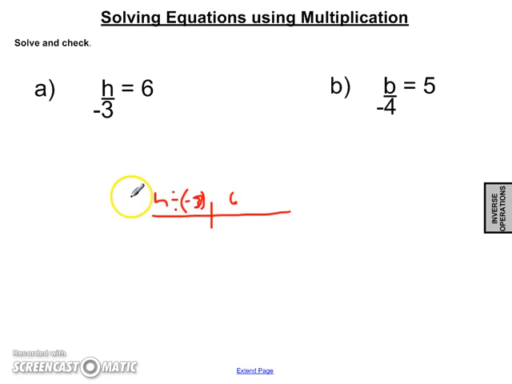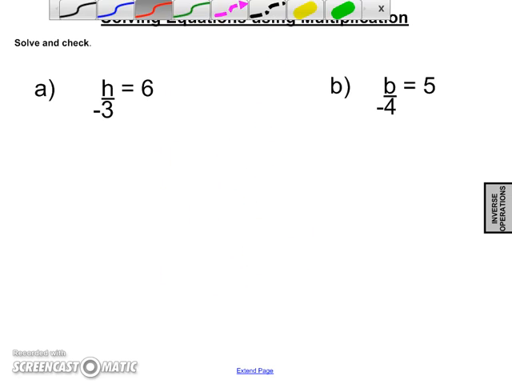Whatever I do to this side, I have to do the same thing over here, or the balance tips. So if I multiply this side over here by a -3, I have to do the same thing over here. Sorry, this is supposed to be times -3. When I do that, I have to do it to both sides, or my balance tips. Remember, you have to keep balance all the time.